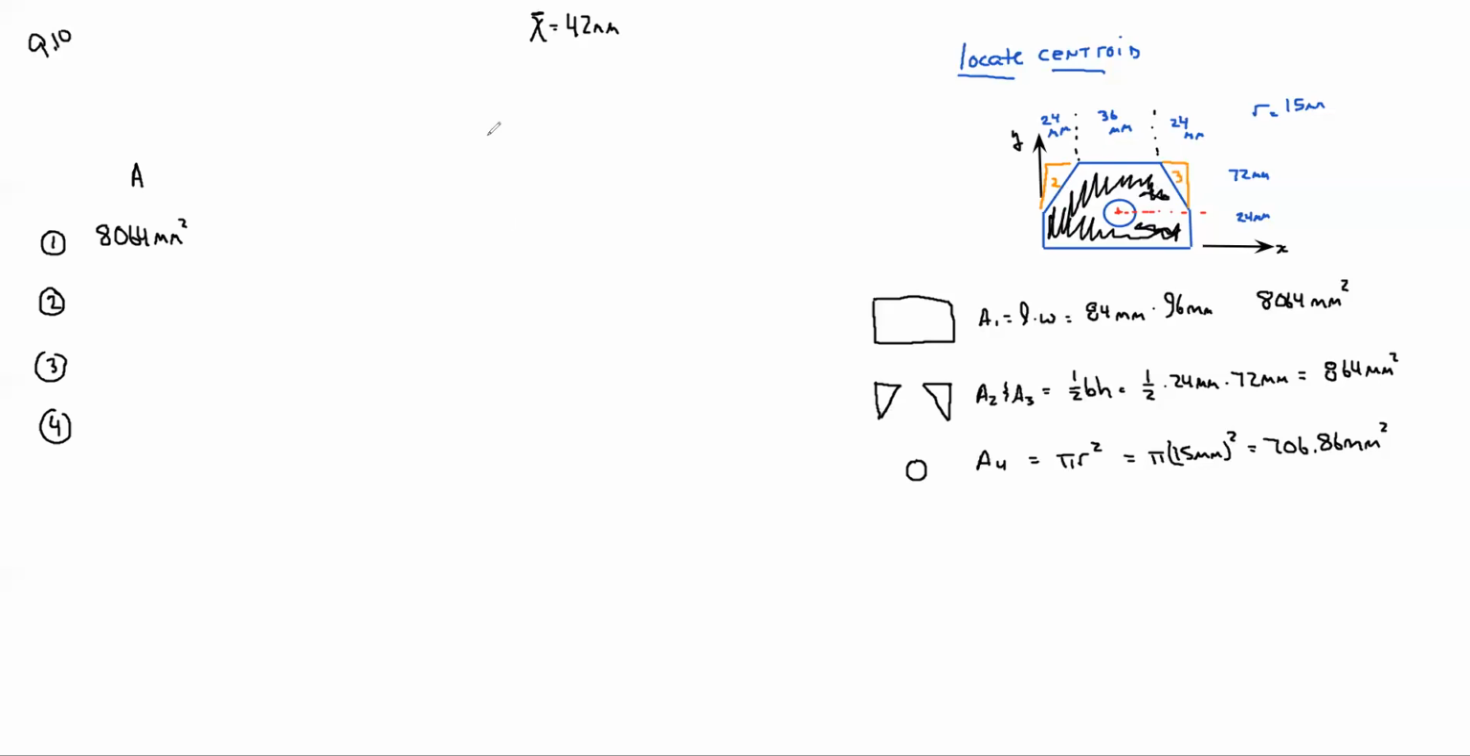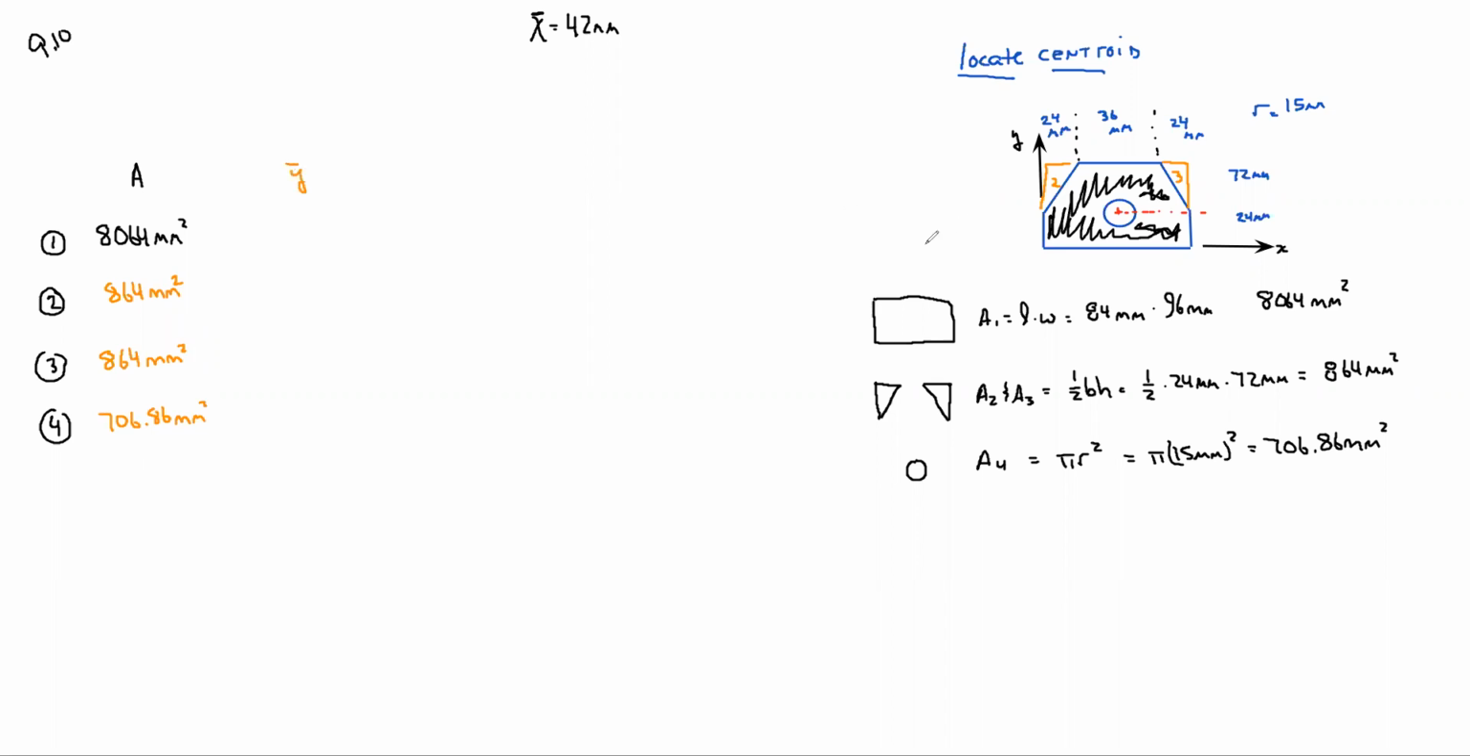Okay, I'll even keep it in. So area 2, 864 square millimeters. Area 3, 864. I said square and wrote cubic. I don't know what's going on with my units today. And then the area of the circle is the always powerful 706.86 square millimeters.